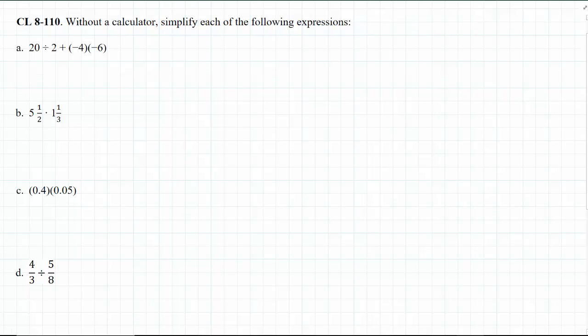Okay, so 8-110. Without a calculator, we're going to simplify the following expressions. A lot of this is really just review. If you've forgotten order of operations, we could do the whole circle of the terms, but I think at this point we're pretty efficient at it, so it's not quite necessary. So 20 divided by 2 is 10, plus -4 times -6 is 24, which is 34.